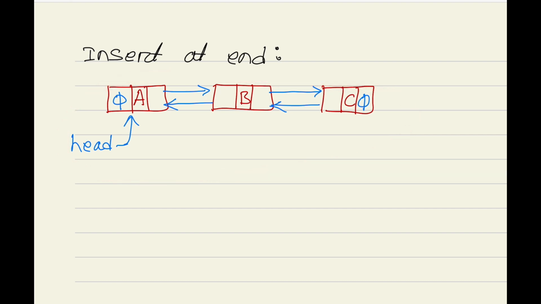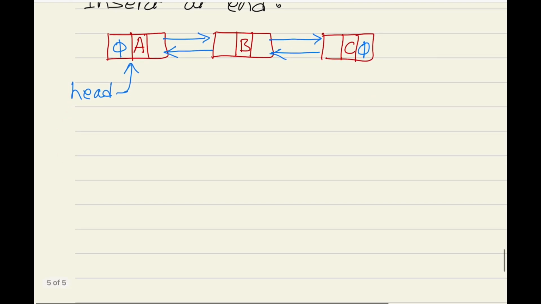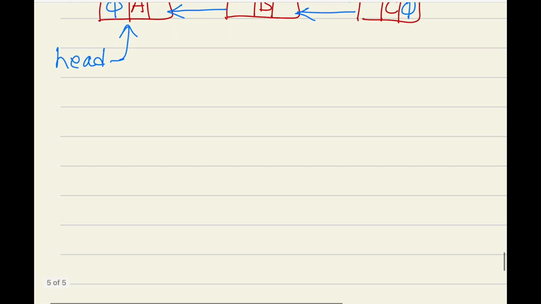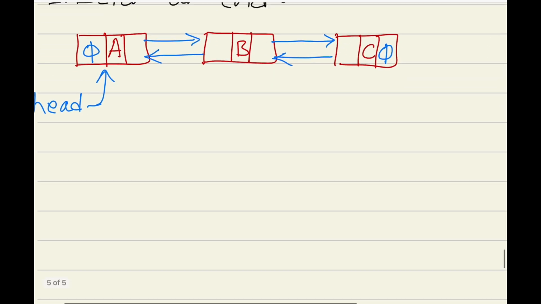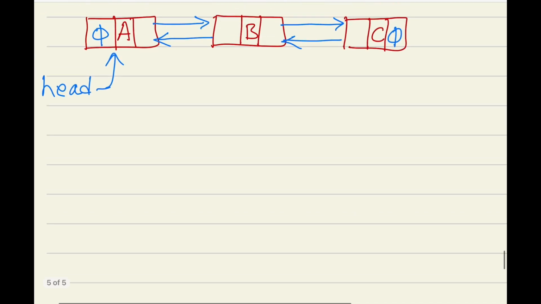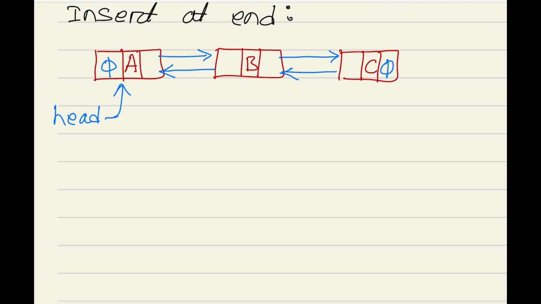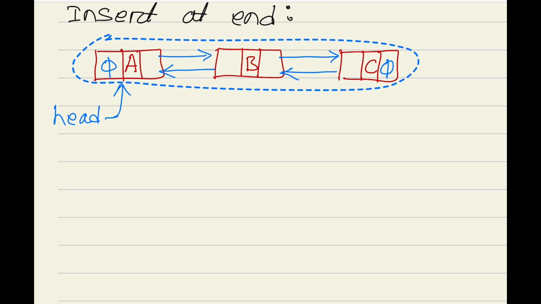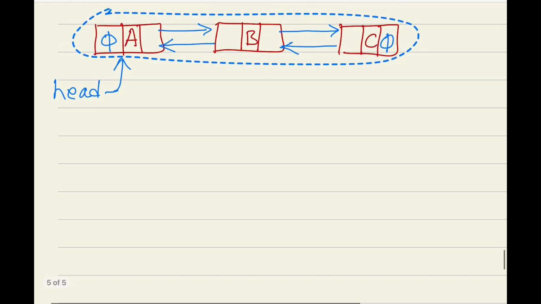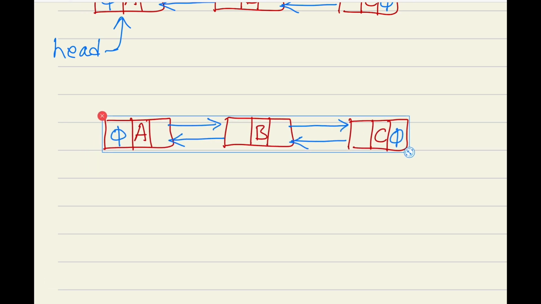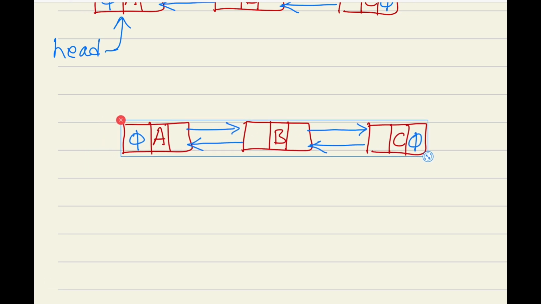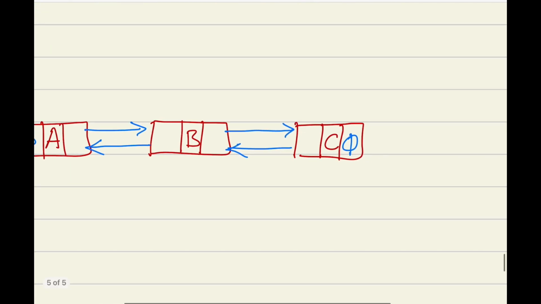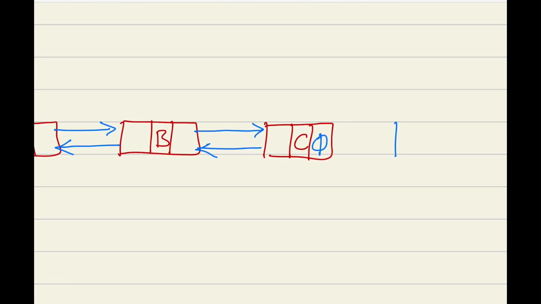Now we want to insert a node, assume P, at the end. If we want to insert a node at the end, then what is going to happen? Here you can observe. Let me copy this so that it will be more clear. If we insert another node at the end, assume the node is P. When we create the node, both the next and previous references are null.